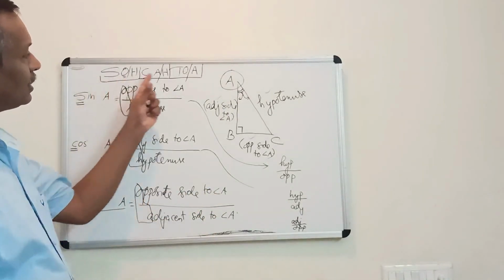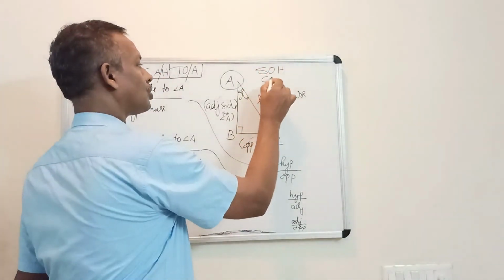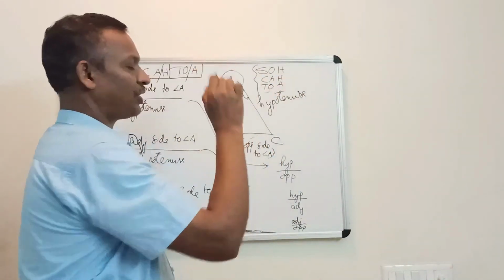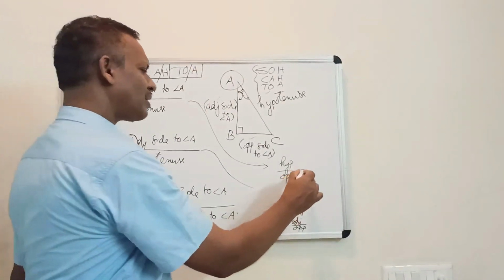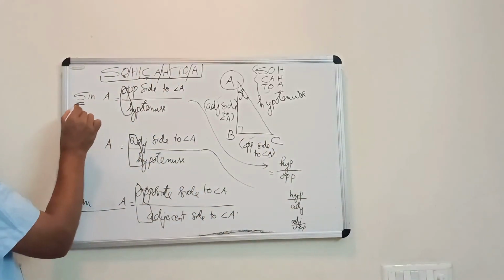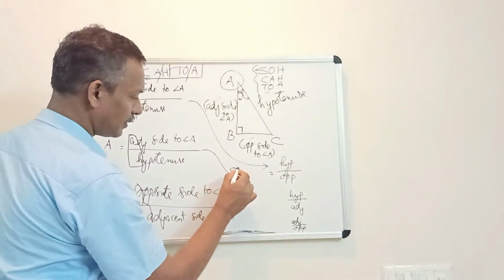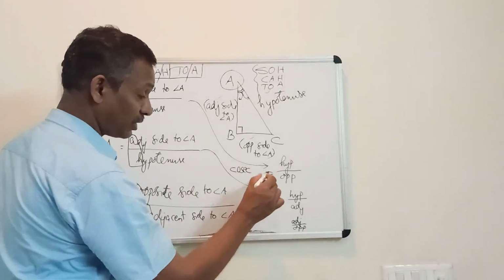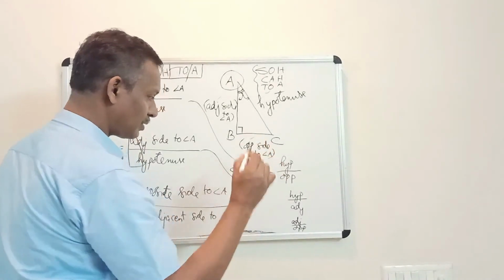If you know this code word, SOHCAHTOA, you will get the first three ratios: sine, cos, tan. And the reciprocals you can remember. The first one is starting with the letter C. Yes, its reciprocal is starting with the letter C. Cosecant. Actually, it is cosecant, but in short, it is written cosec.